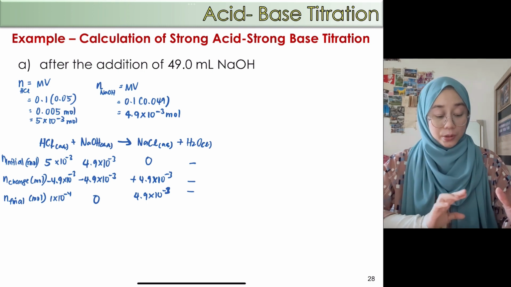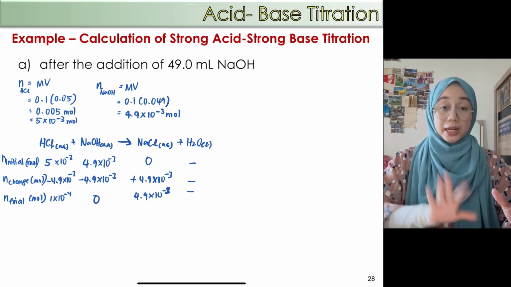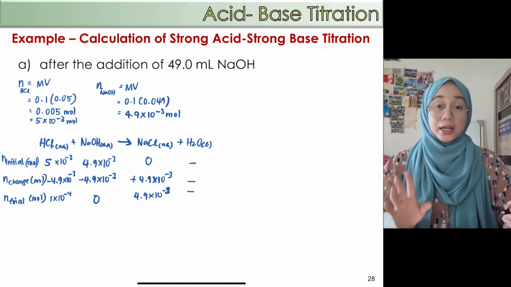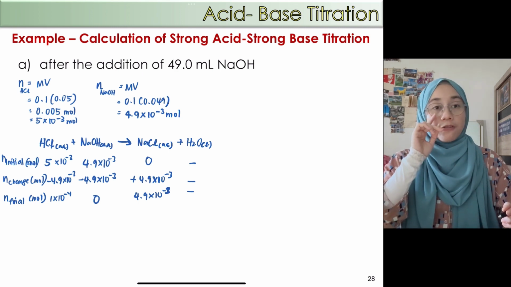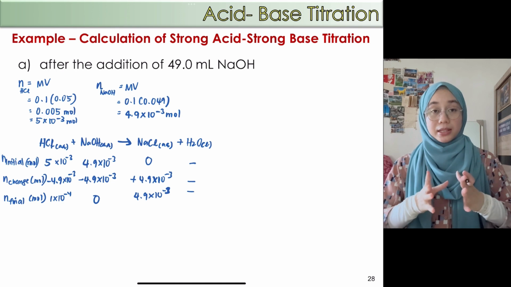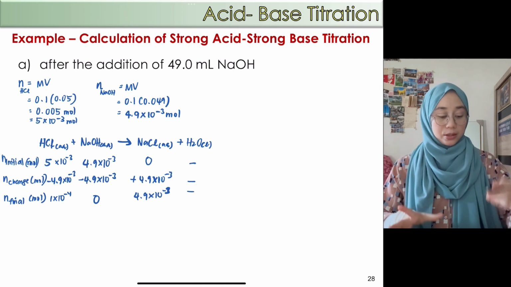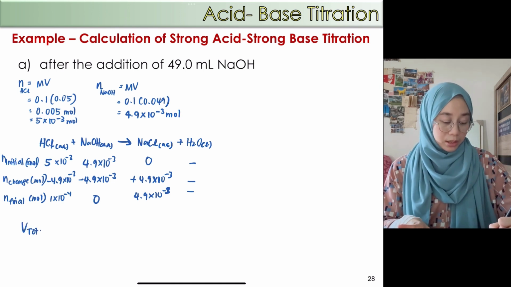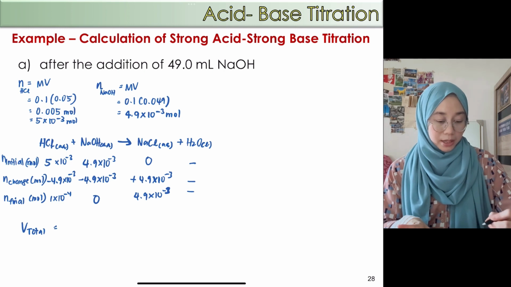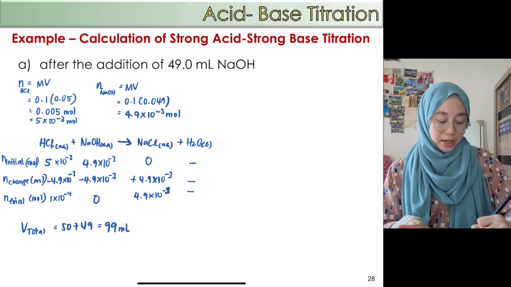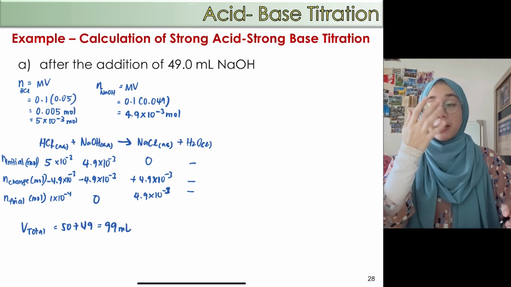The next part kelas, so ini kita dah settle bahagian kedua. Tadi ada 5 step in total kan. So bahagian kedua dah settle. So the next step adalah untuk kita kira volume total. Sebab now kita dah mix these two together kan, NaOH dengan HCl together. So the V total now adalah bersamaan dengan 50 ml tambah dengan 49 ml. So kita ada sebanyak 99 ml.